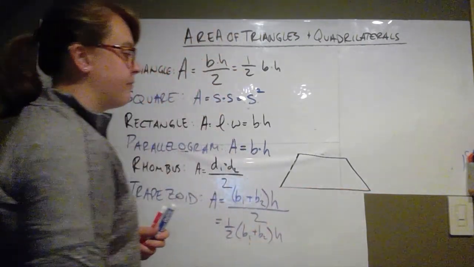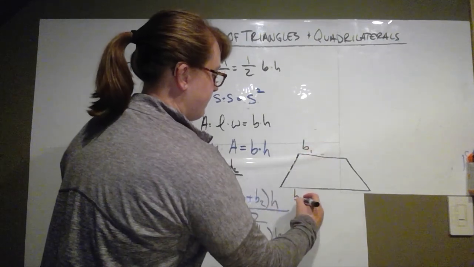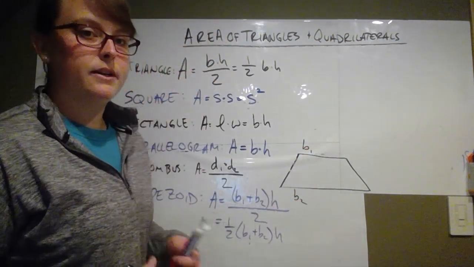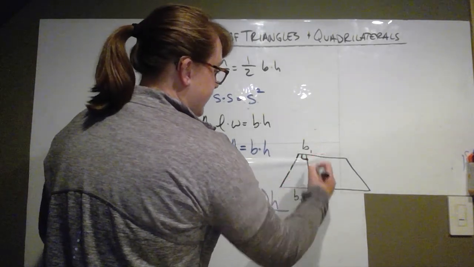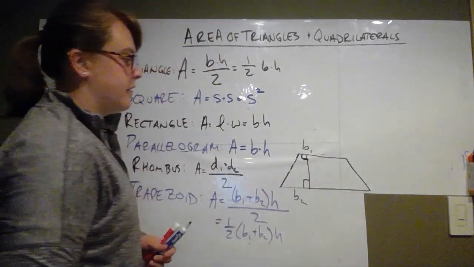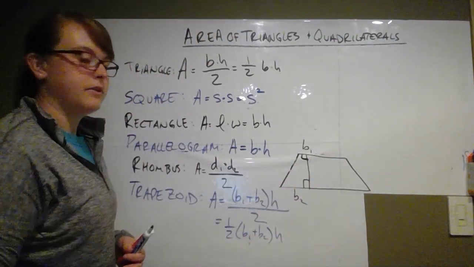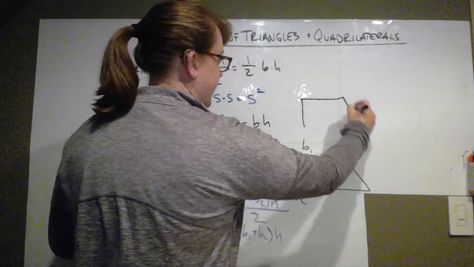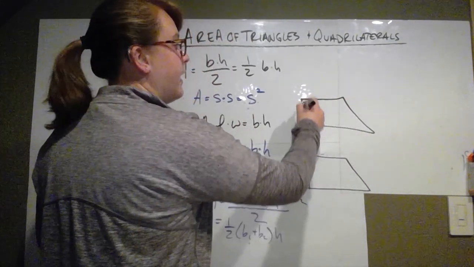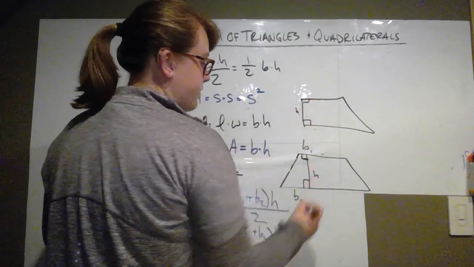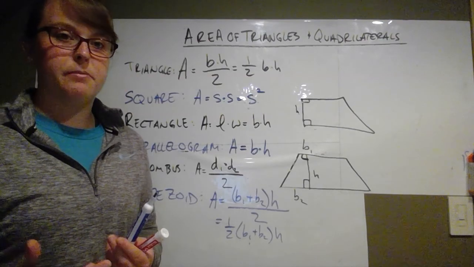Lovely trapezoid. Okay, so the bases. The top is one of the bases, the bottom is the other base. It doesn't matter which one's base 1, which one's base 2. And then the height has to be perpendicular to both of the bases. So that's very important. One of these sides may or may not be the height. Depends on how it's drawn. If you have a trapezoid that looks like this, then yeah, this is the height over here. But if you have it drawn like this, then this is the height. So it really just depends.